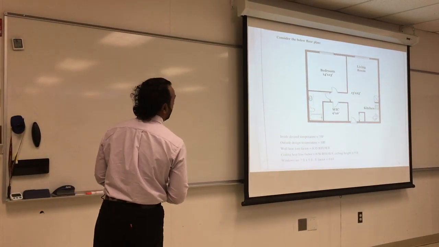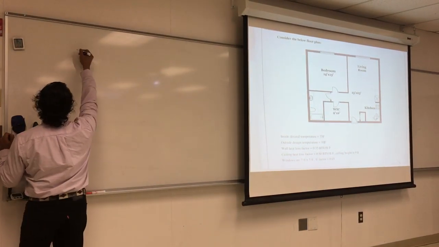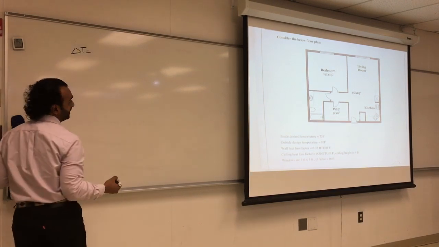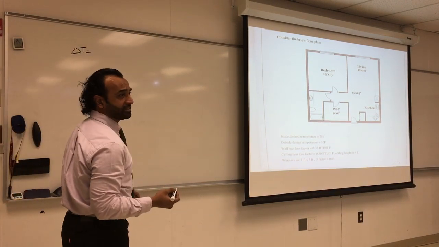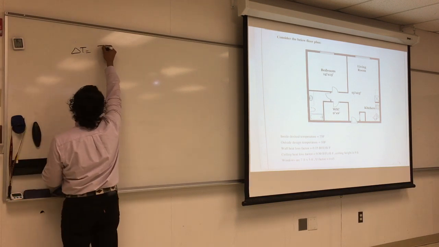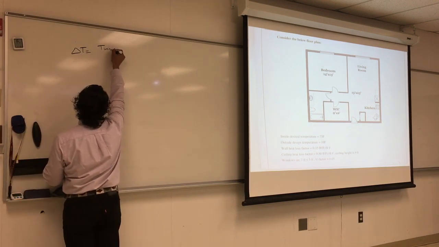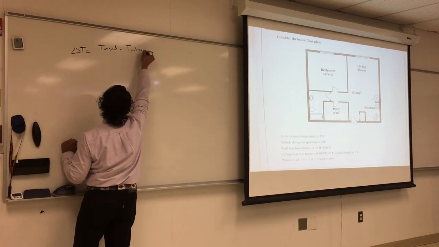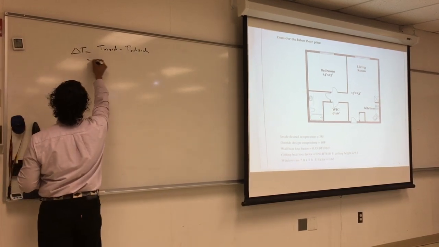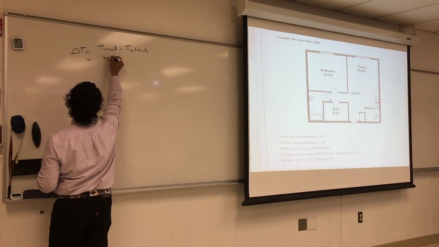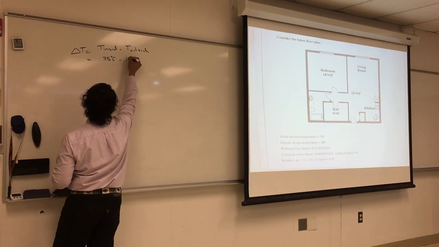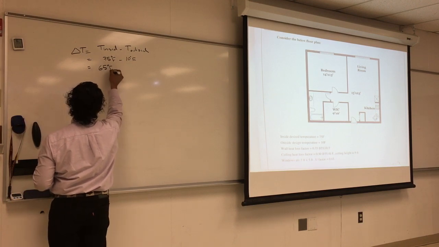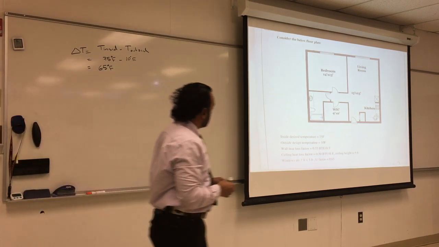So from this information, I'm going to find delta T, which a few people got wrong, actually. I don't understand why. It's T inside minus T outside. That is 75 minus 10 degrees Fahrenheit. That's 65 degrees. We got that, so that's good.